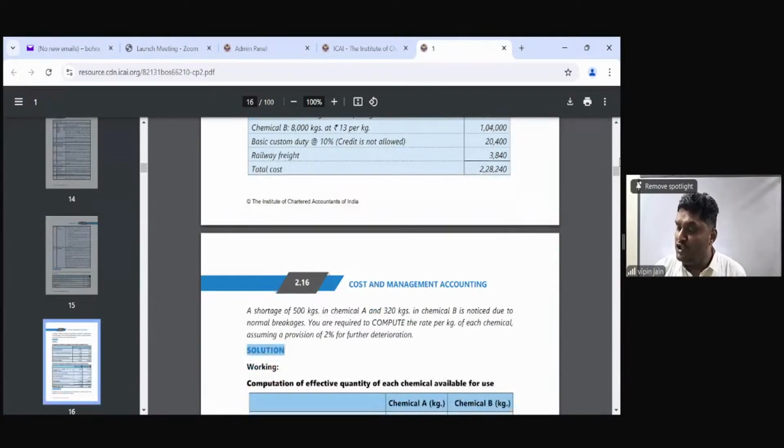2,28,240. A shortage of 500 kgs in chemical A and 320 kgs in chemical B is noticed due to normal breakage. You are required to compute the rate per kg of each chemical, assuming 2% provision for further deterioration. So this is the whole question. Let's start with this question.